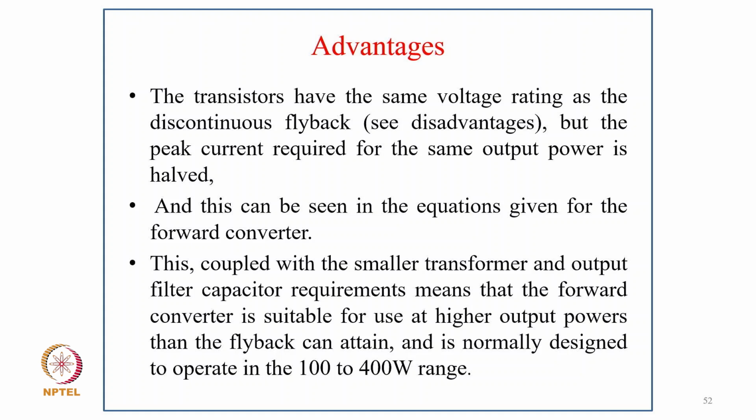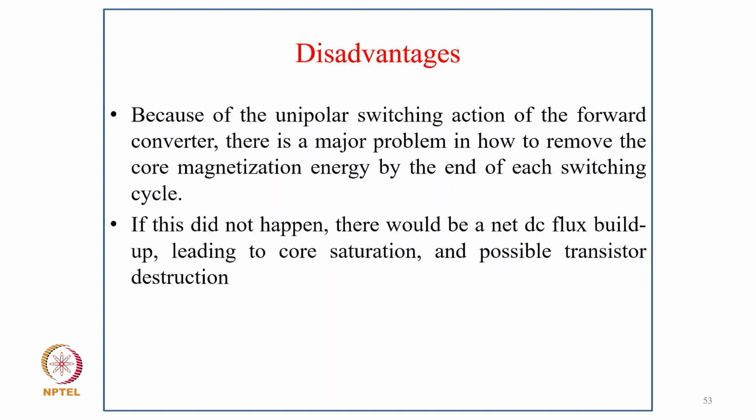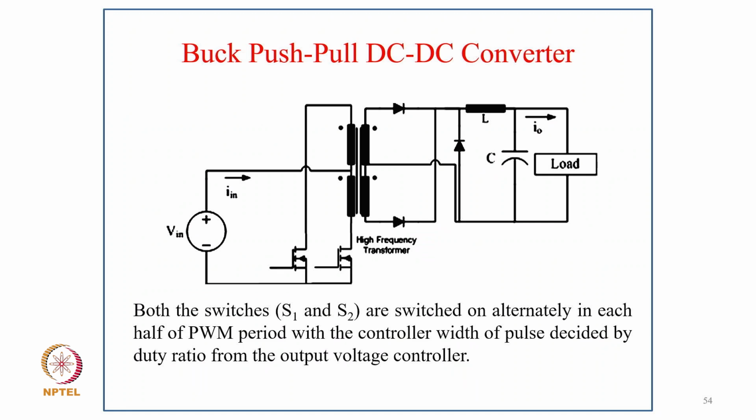Thus, coupled with the smaller transformer and output filter requirement, the forward converter is suitable for higher output power than the flyback converter range, and is normally designed to operate in the 100 to 400 watt range. The disadvantage is that because of the unipolar switching action of the forward converter, there is a major problem in how to remove the core magnetization energy by the end of each switching cycle. If this does not happen, there will be a net DC flux building up, leading to core saturation and possible transistor destruction.